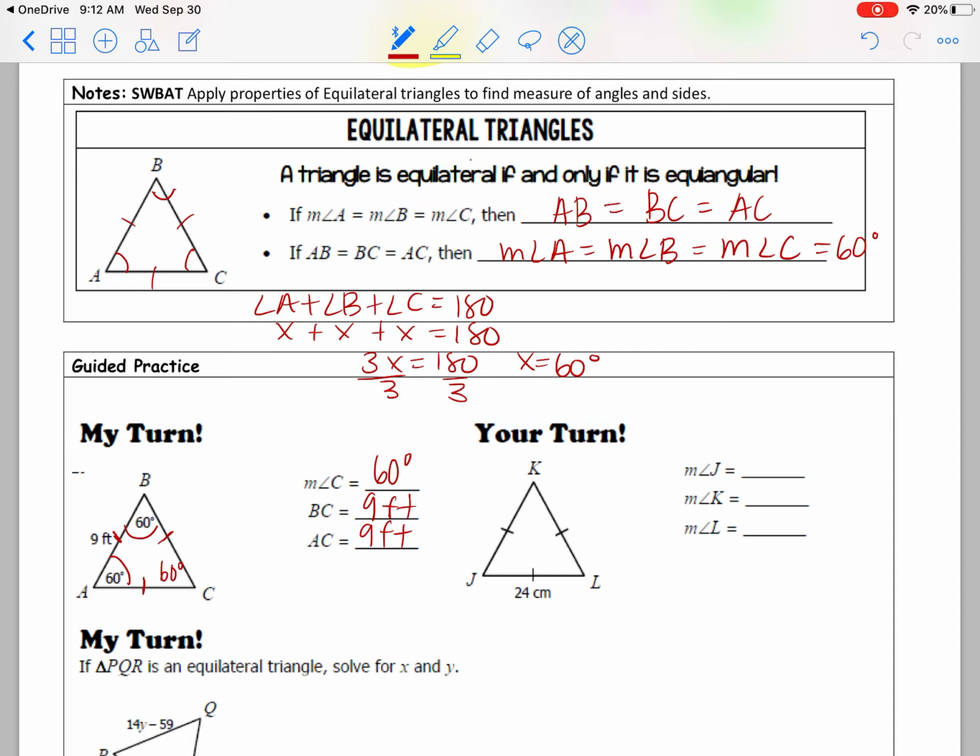What would be the measure of angle J, angle K, and angle L? Well, if you recall the statement that we just learned, we said if you have an equilateral triangle, which we do in this case because all of the sides have the same number of markings, then because this is an equilateral triangle, it will also be an equiangular triangle. So because all the three angles are equal, each angle will be 60 degrees each. As simple as that.